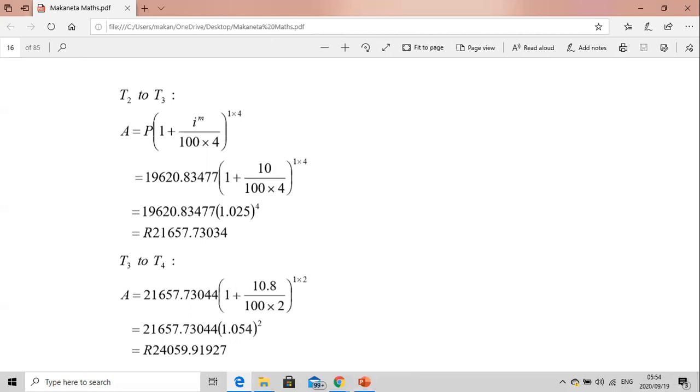So from T3 to T4, once more, you can tell that the biannual kicks in now. Now we are doing it per year, but biannually. So it will be 1 year from T3 to T4, it's just a year. But since the investment is now calculated biannually, compound interest, you take the same one. Remember, the interest has now changed. It's now at this point 10.8%. And remember, you must divide it by 100. And because it is biannually, then you divide also by 2.